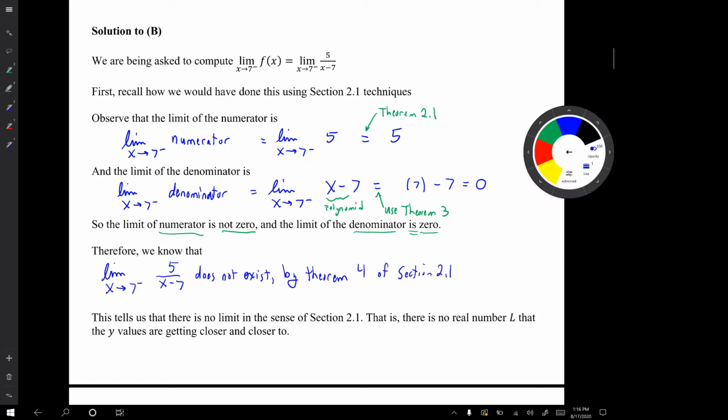Now, the fact that the limit does not exist tells us that there's no limit in the sense of section 2.1. That is, there's no real number L that the y values are getting closer and closer to.